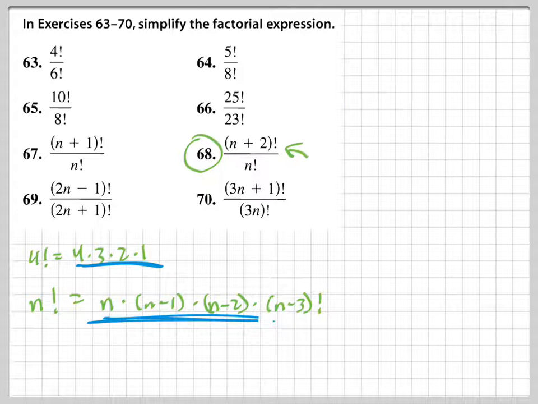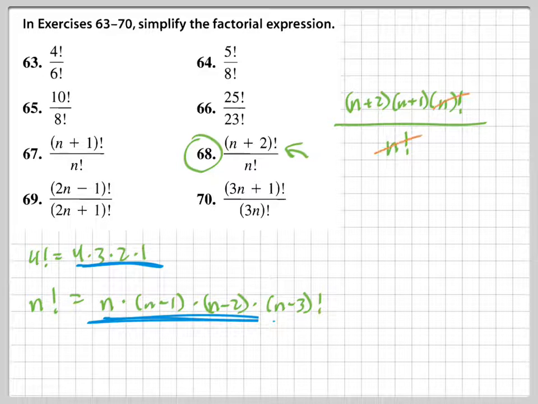Hey, see, check it out. So n plus 2 times, the next one would be n plus 1 because I subtract 1. And then the next one would be n, and I stop right there, and that would be n factorial. And on the bottom, I already have an n factorial, so those guys get canceled out, because whenever you have a number divided by the same number, you get 1.